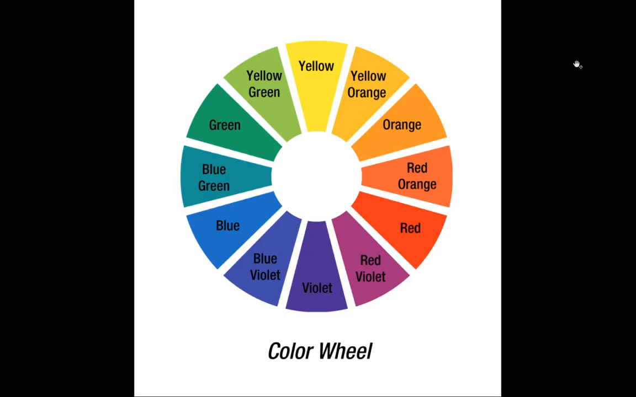So this all, of course, applies to the color wheel. And why we have the color wheel today is because all these colors are really related. Obviously, you can see how they're related, because they slowly merge into one another as we go around this wheel.